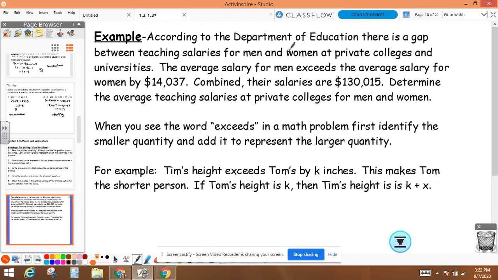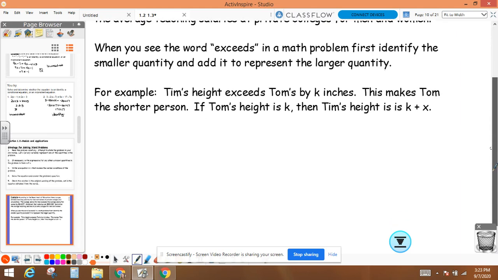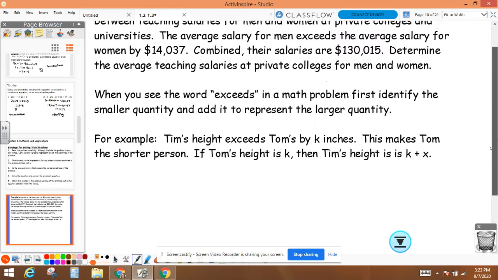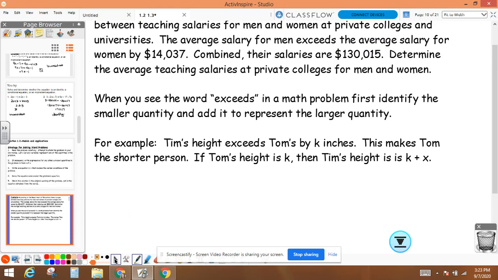All right, so according to the Department of Education, there's a gap between teaching salaries for men and women at private colleges and universities. The average salary for men exceeds the average salary for women by this much. Combined, they make this much. All right, so they're wanting us to do this with a single equation, not a system, which is the problem that most people have because you've learned systems of equations at this point in your life. So we need one variable. So we are looking for men and women.